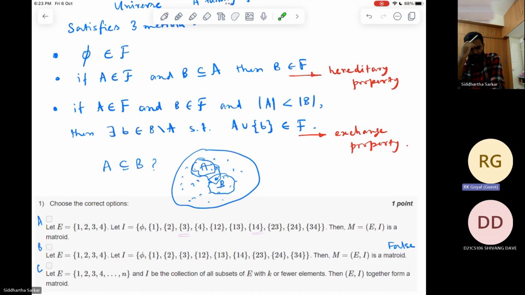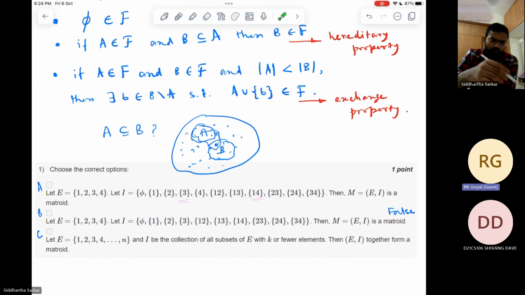Now in light of this exchange property, if we consider option C, and consider only K or fewer elements, then it is not necessary that if we consider one set having K minus one elements and the other set having K elements, then one B should exist, so that the union would have at most K elements. So the exchange property in any case is going to be fulfilled here for option C.